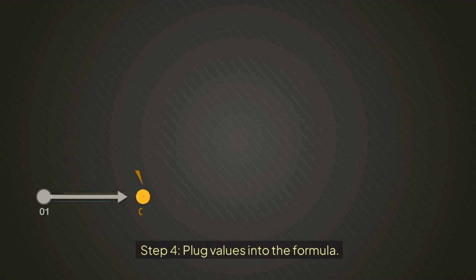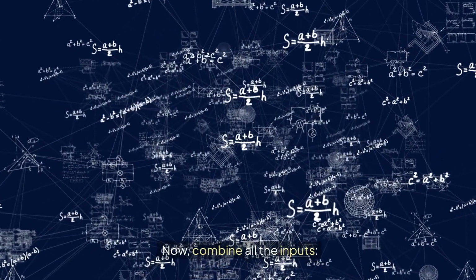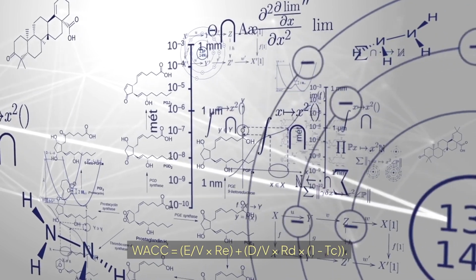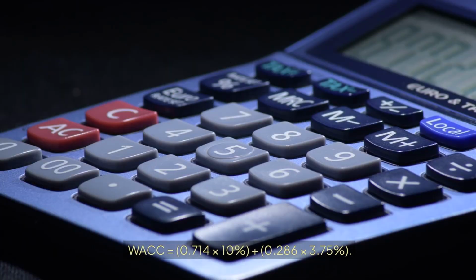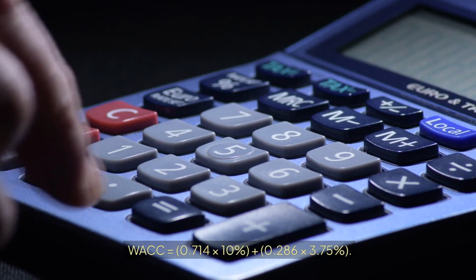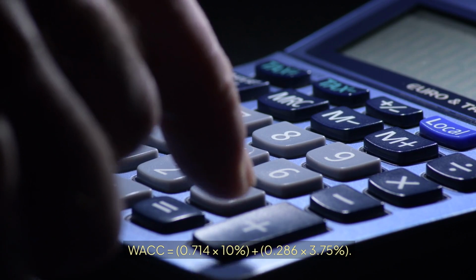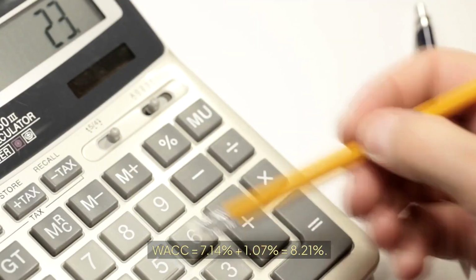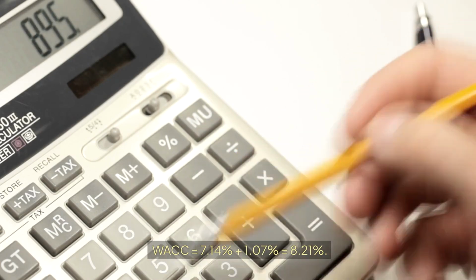Step 4. Plug values into the formula. Now, combine all the inputs. WACC equals E/V times RE, plus D/V times RD times (1 minus TC). WACC equals 0.714 times 10%, plus 0.286 times 3.75%. WACC equals 7.14% plus 1.07% equals 8.21%.